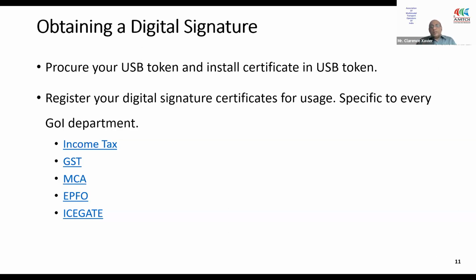To download and install the certificate on this USB token, the company that you're buying the digital signature certificate from provides software where you could download the certificate from their site. And of course, it is through authentication and verification. Then this certificate is installed on the USB token. So whenever you need to use your digital signature, you have to make sure that this USB token is plugged into your computer to sign the documents.